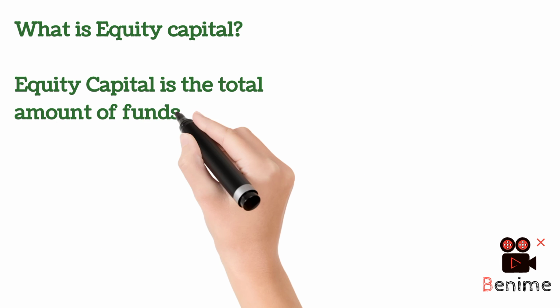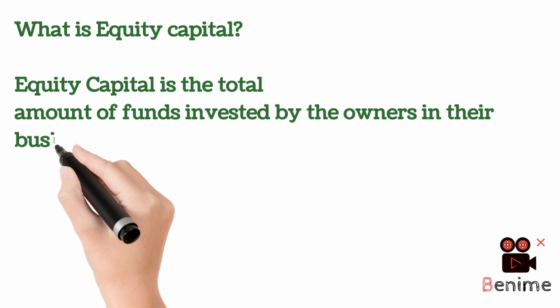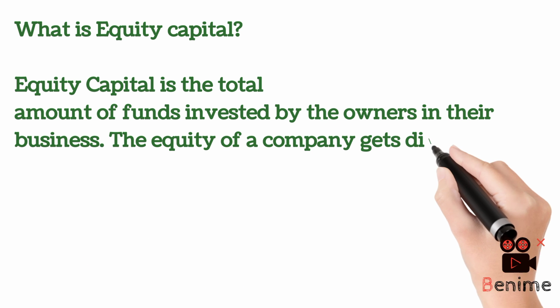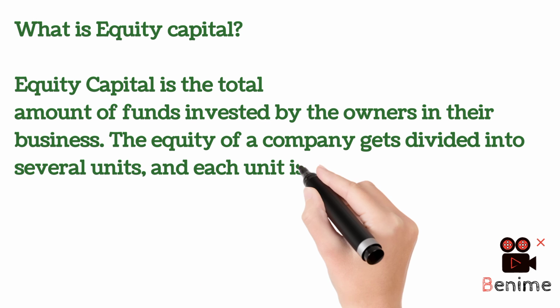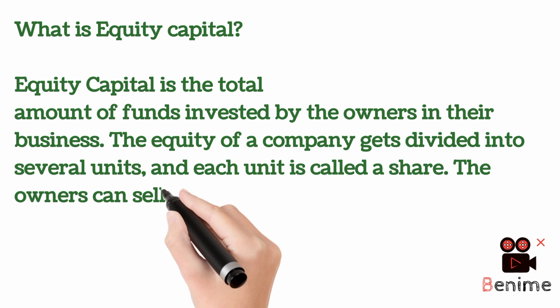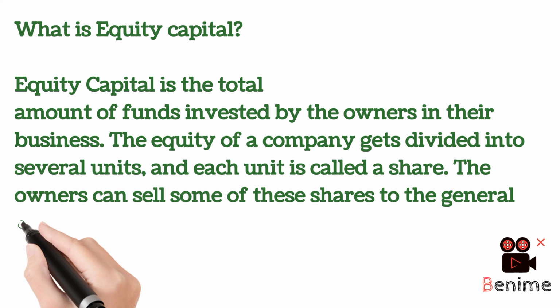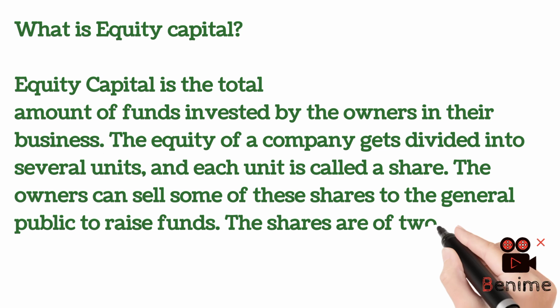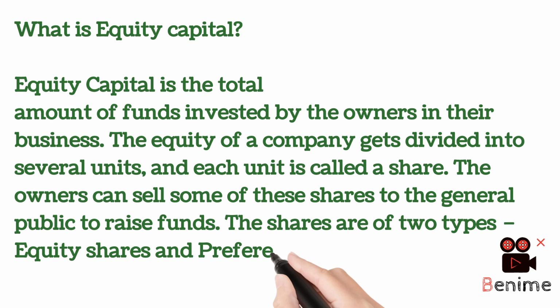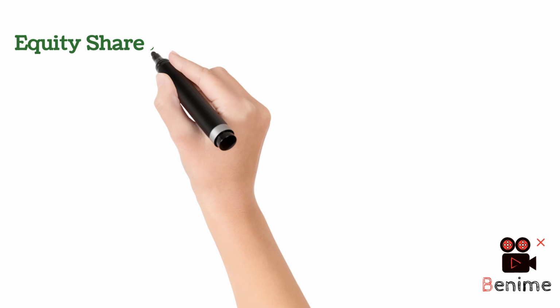Equity capital is the total amount of funds invested by the owners in their business. The equity of a company gets divided into several units, and each unit is called a share. The owners can sell some of these shares to the general public to raise funds. The shares are of two types: equity shares and preference shares.